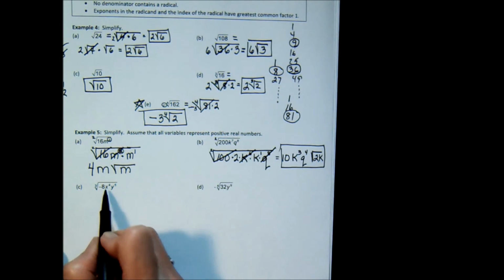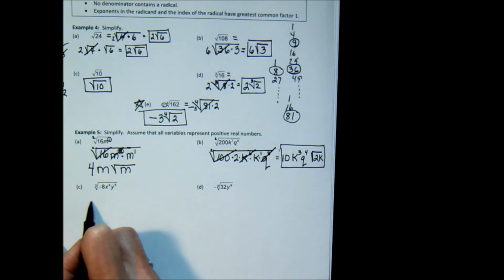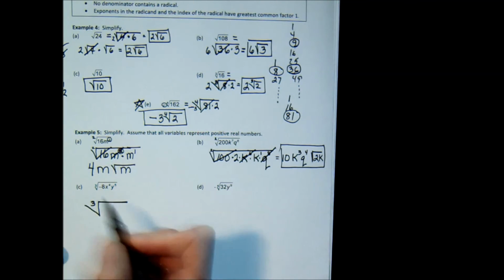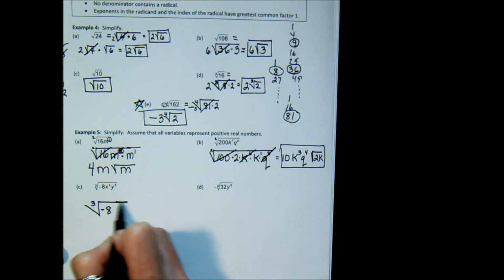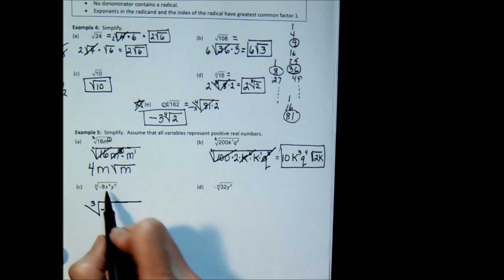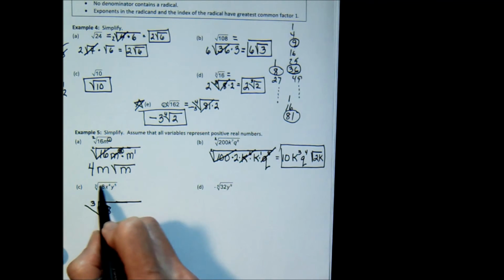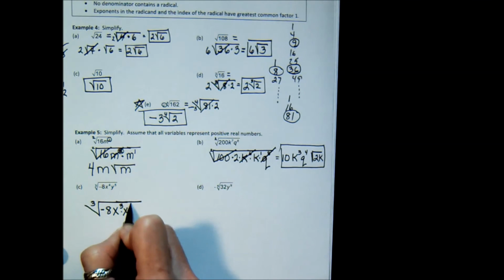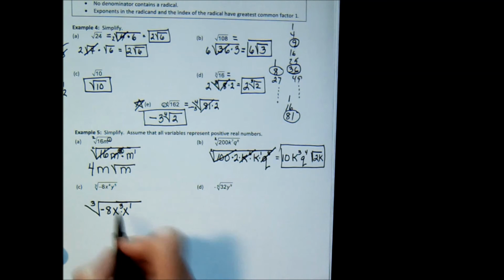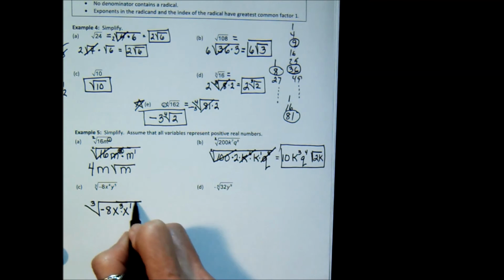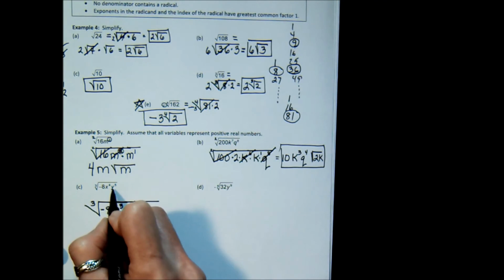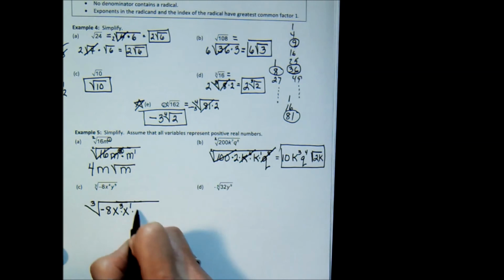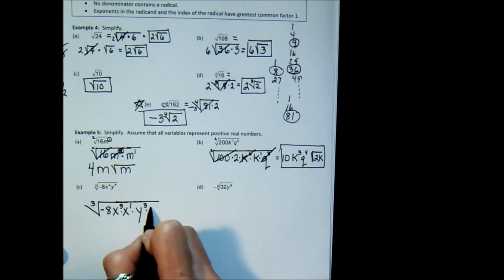All right, let's try this one. Cube root. Negative 8 is a perfect cube, so I'm going to leave that. I don't have to break it down. x to the 4th, 4 is not divisible by 3, so I'm going to say x cubed times x to the 1, because now it'll be x cubed over 3, so that's going to work. y to the 5th, 5 is not divisible by 3, so we say y cubed, y squared. That's the breakdown. Now we pull things out.